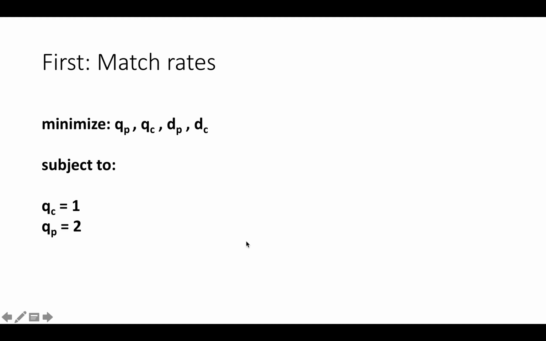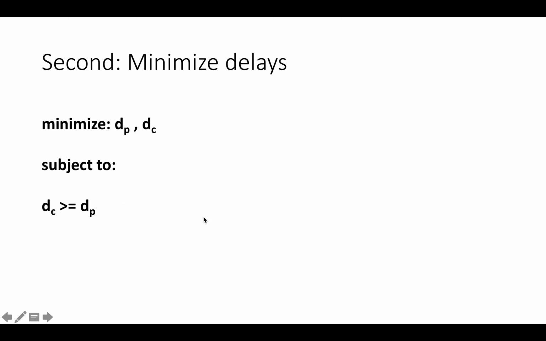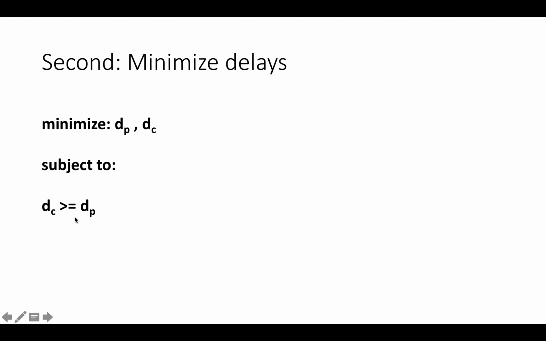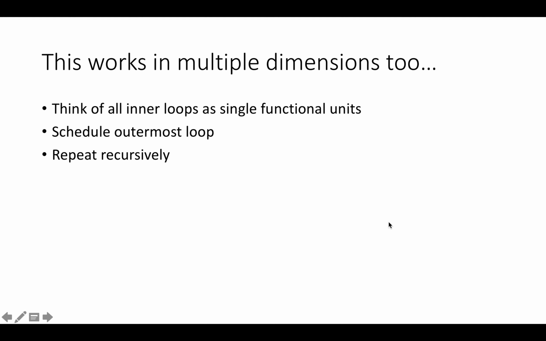So now that we've got the Q values, we can plug them back in, and we get 1 times x, plus dc is greater than or equal to 2 times x over 2 plus dp. So now we can just reduce this, so this 2 times x over 2 and this 1 times x are going to cancel, and we just get that dc is greater than or equal to dp. And so we get the schedule for the producer is 2 times x, and the schedule for the consumer is 1 times x. And this actually generalizes well to multiple dimensions.